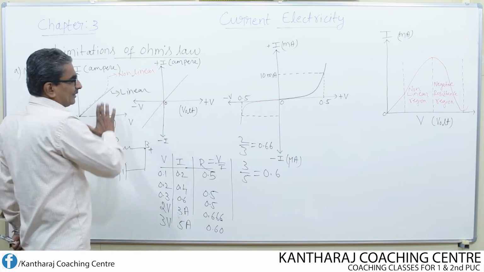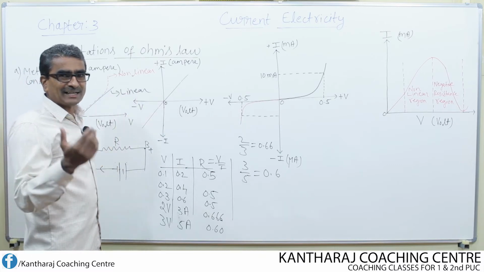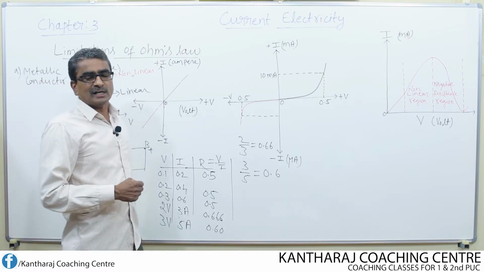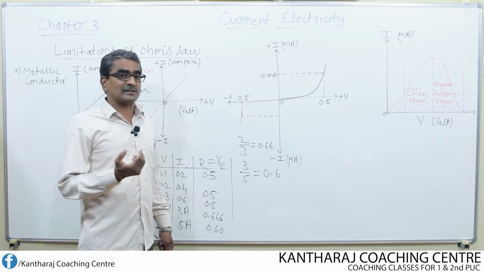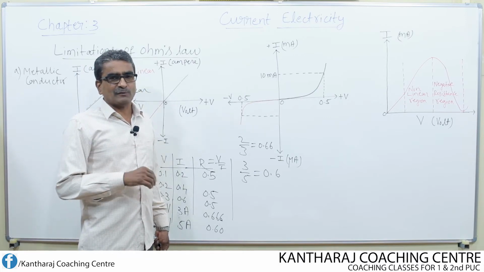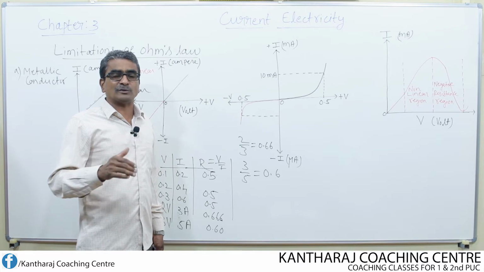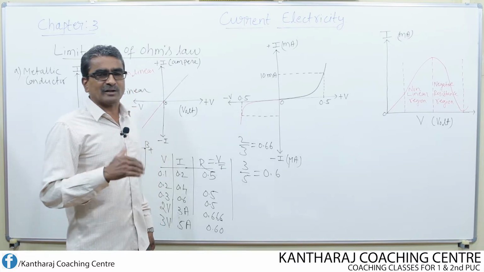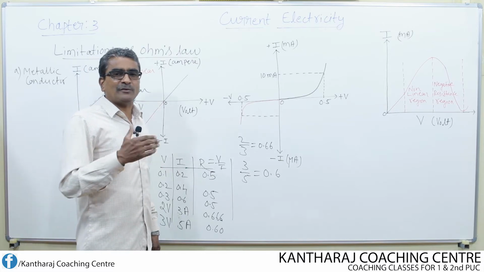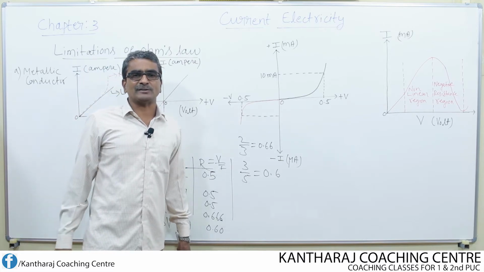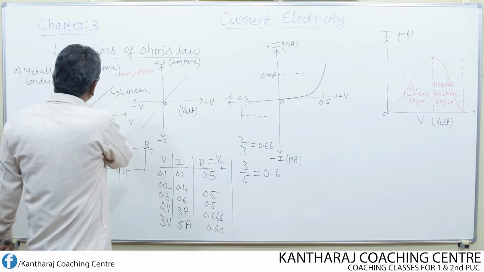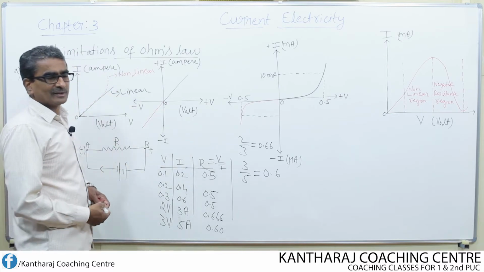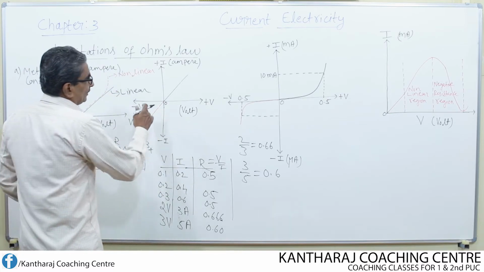So these two graphs hold good for a metallic conductor and even for an electrolyte solution like copper sulfate solution. Even for copper sulfate solution, Ohm's law holds good up to what? Up to a certain limit. That means only for small current. For large current, Ohm's law fails in the case of copper sulfate solution as it failed in the case of a good metallic conductor. So I write one point here.